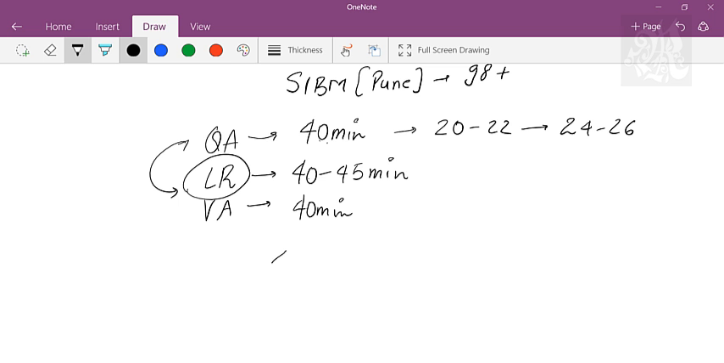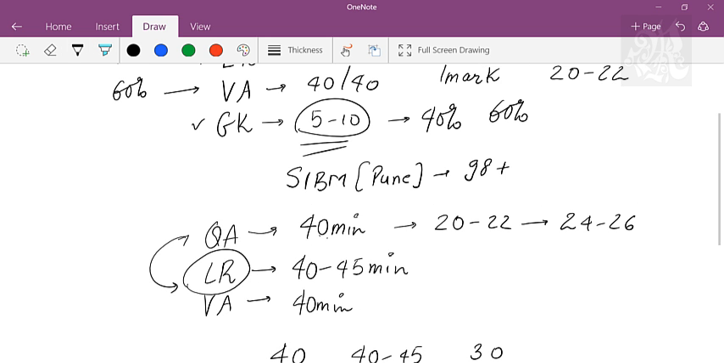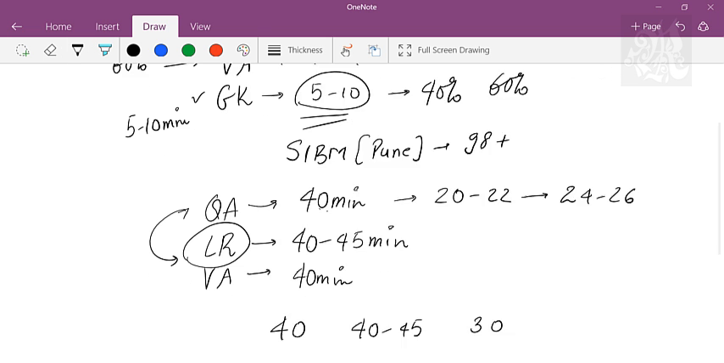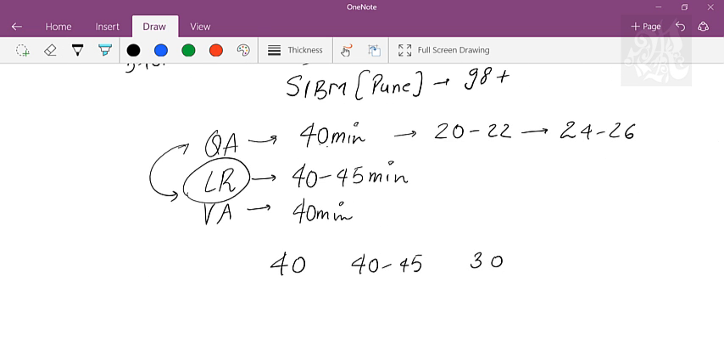So strong area will be 40 minutes, LR will be around 40 to 45 minutes, and your other area will be around 30 minutes, and the remaining time, 5 to 10 minutes, you can give to GK. GK technically doesn't need a lot of time. I'd suggest 5 to 10 minutes is more than enough for the GK, because either you know the answer or you don't. Alright, so in that case you can again increase your attempts to around 24 to 26, or maybe try to get 28 here, and it'll help you a lot.